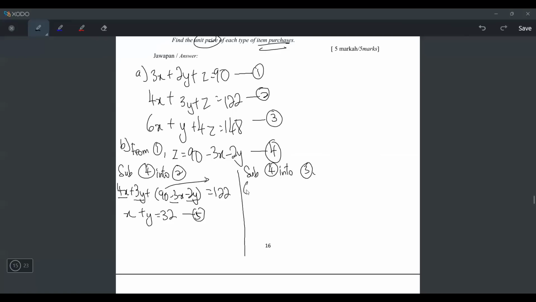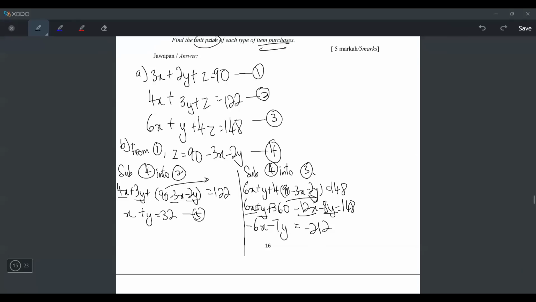What's equation 3? 6x plus y plus 4z equals 148. And the z is what? 90 minus 3x minus 2y. Expand, you get 6x plus y plus 4 times 90 is 360. 4 times negative 3x, negative 12x. 4 times negative 2y, negative 8y, equals 148. X dengan X boleh buat. 6 minus 12 is negative 6x. 1y minus 8y is negative 7y. 360 can throw to the other side. Come minus. 148 minus 360, negative 212.